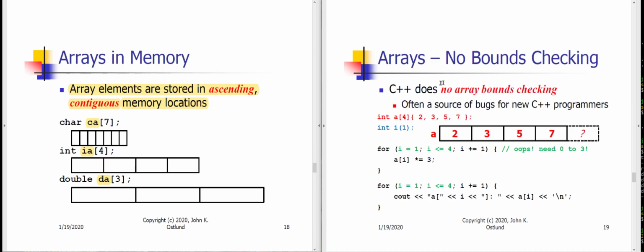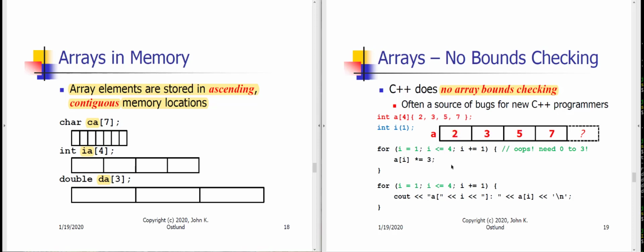Now, another aspect of C++ arrays that will distress you if you're comfortable with languages like Python and Java is that C++ does not do any array bounds checking. If you have an array of 4 ints, okay, here A is an array of 4 ints, and it's been initialized with 2, 3, 5, and 7.